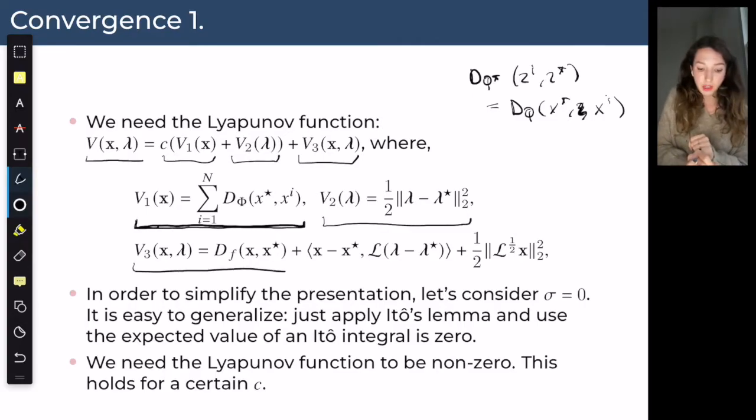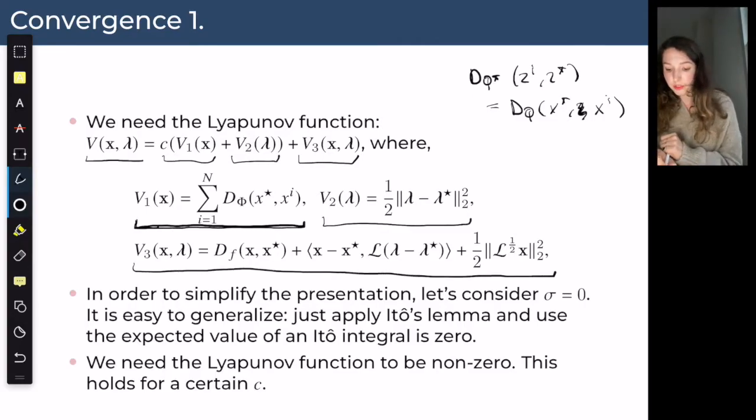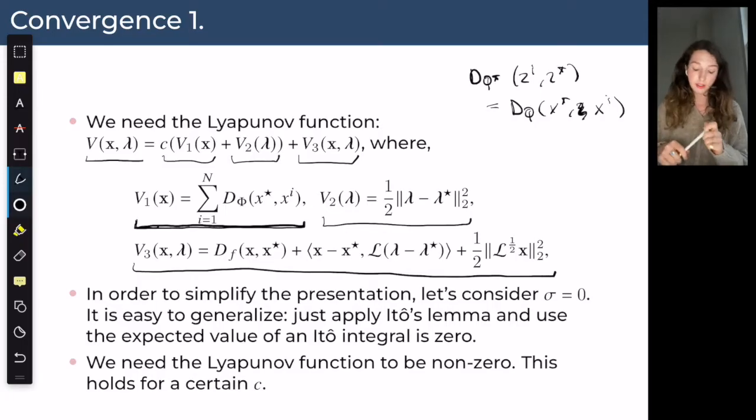And then we have a third term which is a bit more complicated in the sense that it has this Bregman divergence with mirror map F of x and x star, this product between x minus x star and the Laplacian, lambda minus lambda star, and this L2 term of L to the power of 1/2 and x.